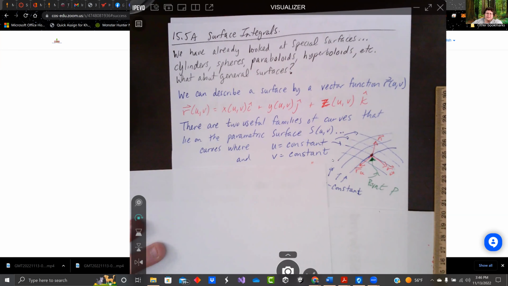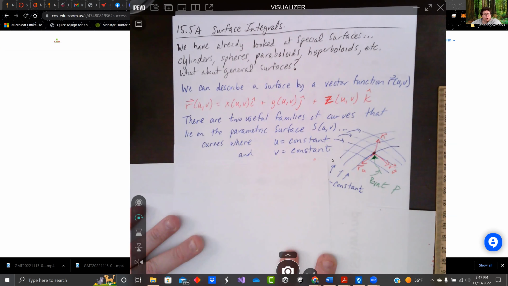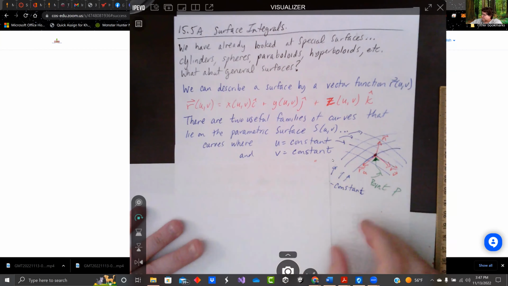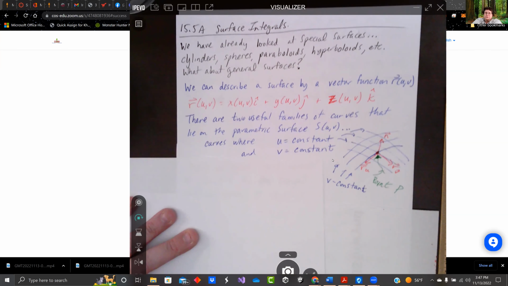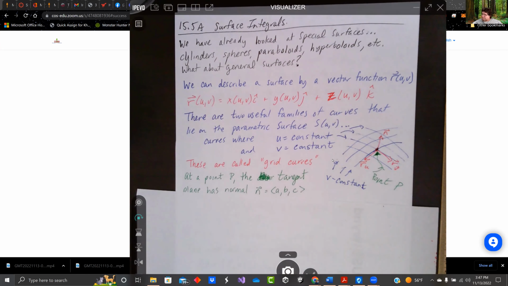There are two useful families of curves that lie on that surface where it's parameterized by u and v: the curves where u is held constant and where v is held constant. Where u is held constant, that's where we have our partial derivatives of r with respect to v. And where v is held constant, going that way is where we have our partial derivatives of r with respect to u. Those are called grid curves, mind you. They're not necessarily straight.